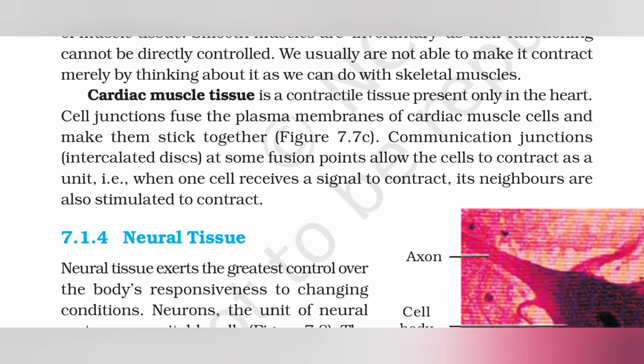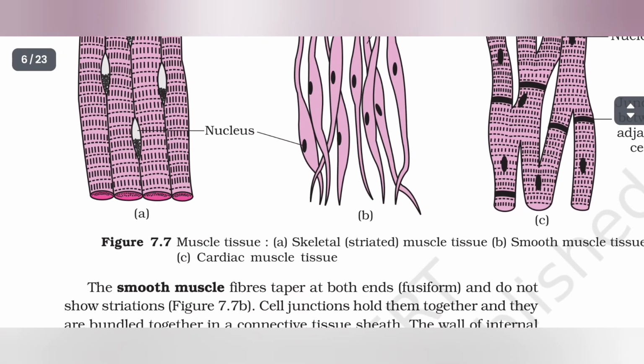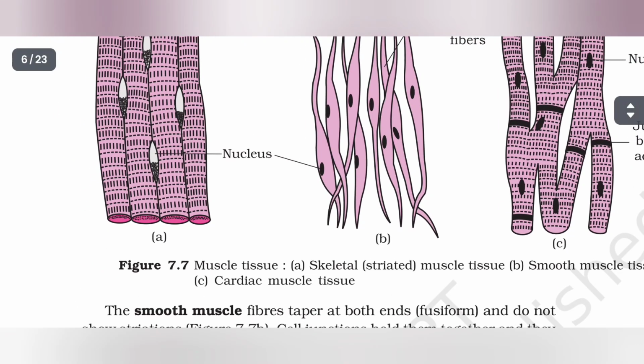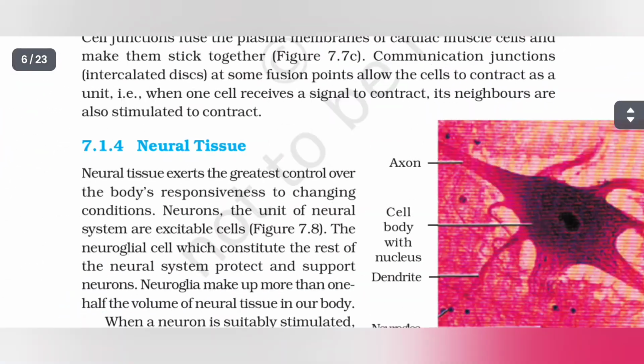Cell junctions fuse the plasma membranes of cardiac muscle cells and make them stick together. Communication junctions, intercalated discs, at some fusion points allow the cells to contract as a unit, that is, when one cell receives a signal to contract, its neighbors are also stimulated to contract. These are the examples. First is skeletal muscle, second is smooth muscle and third is cardiac muscle.